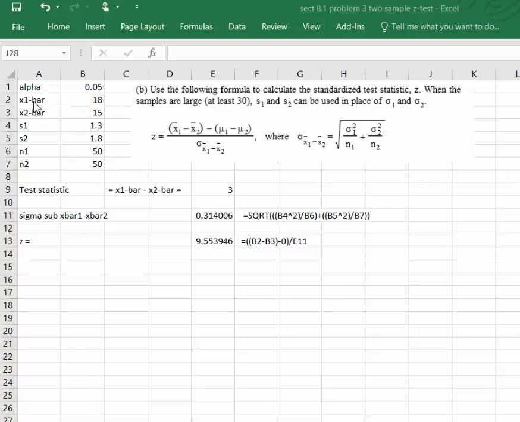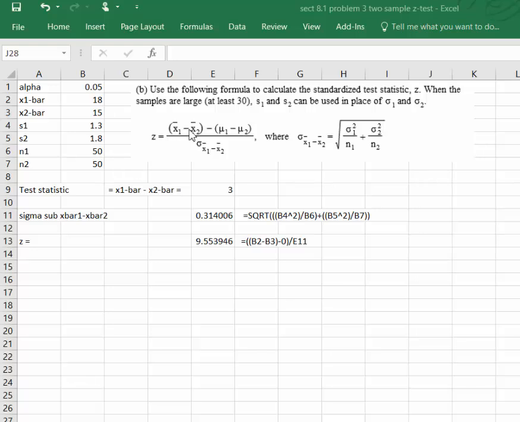Our mean of the first sample, x1 bar, is 18, x2 bar is 15. Standard deviation of the first sample is 1.3, 1.8, and the two n's are 50. And here is the formula. We've got large samples greater than 30, and we know we have a normal distribution, so we can go ahead and you can see the formula there. There I've solved the test statistic, 3, and now we're going to standardize that using this equation.